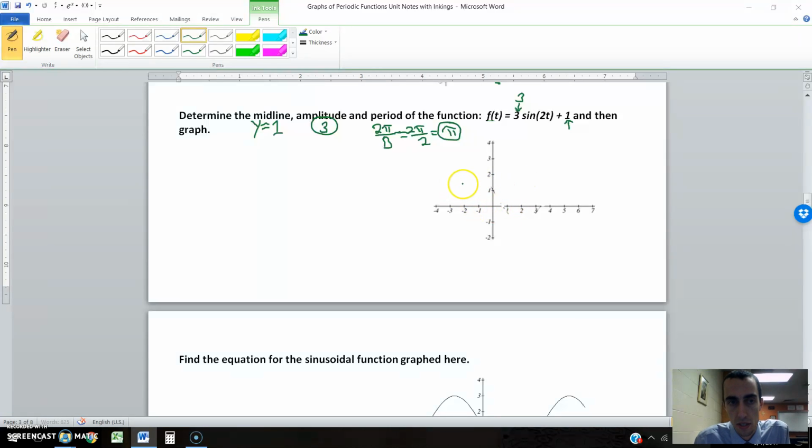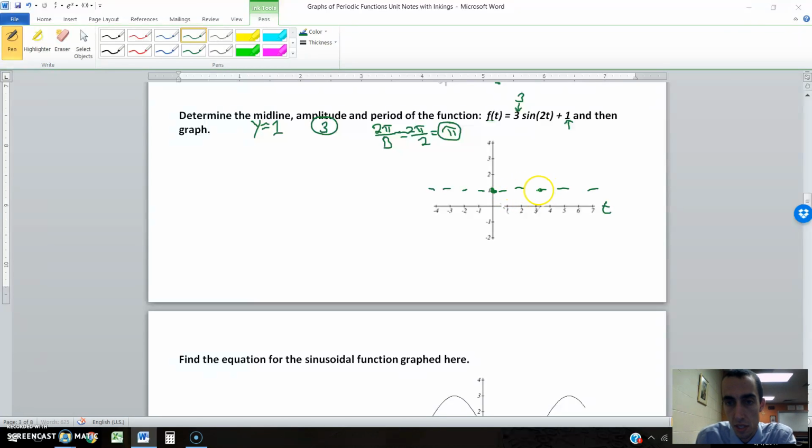Alright, so to graph it, let's start by putting the midline in there at y equals 1. Next, let's remember that since this is a sine function, it will start at the midline. So when our t is 0, the sine graph will be at the midline. Next, let's look at the period. The period is pi units, and so pi is about 3.14, and so it will complete one period in 3.14.